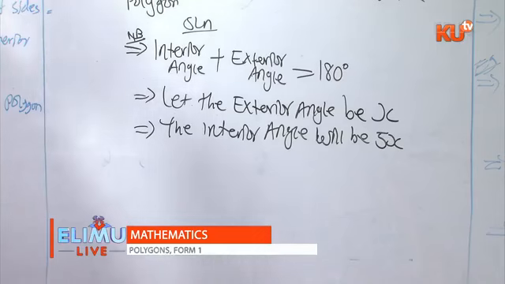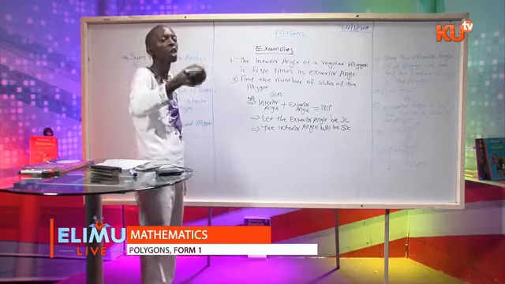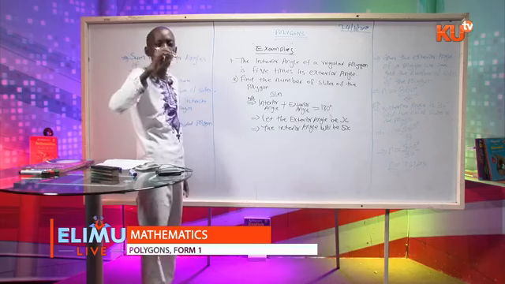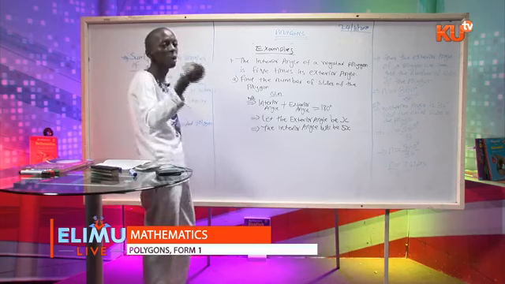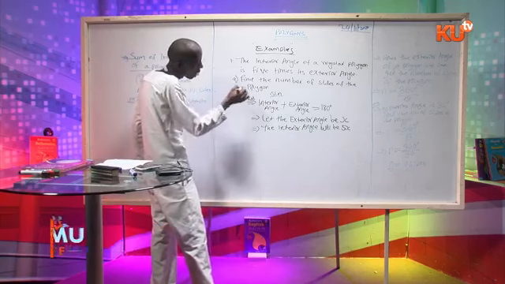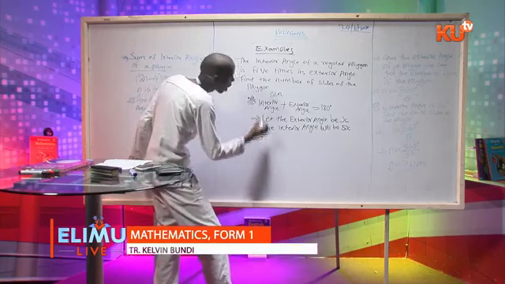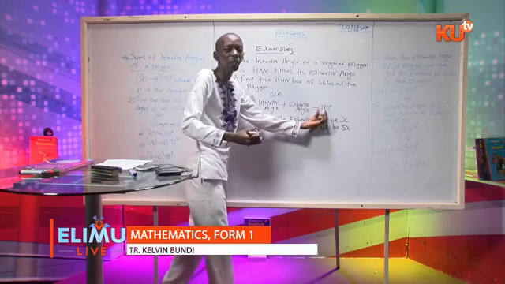That is the first important step. Let the exterior angle be x. Since the interior angle is 5 times the exterior angle, then the interior angle will be 5x. Now, back to our formula. We have written: interior angle plus exterior angle is equal to 180 degrees.